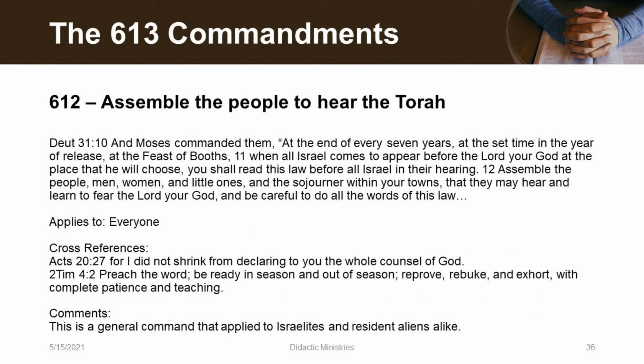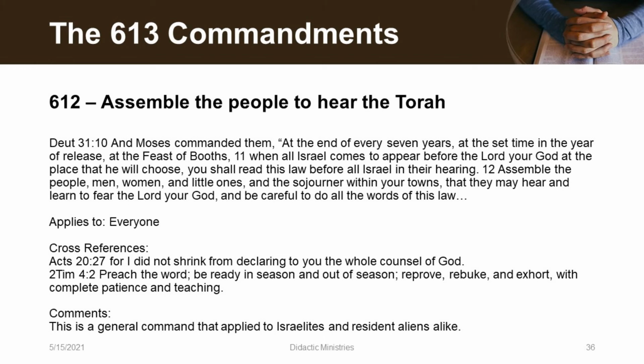Commandment 612, assemble the people to hear the Torah. Deuteronomy chapter 31, verse 10 says, "And Moses commanded them, at the end of every 7 years, at the set time in the year of release, at the Feast of Booths, when all Israel comes to appear before the Lord your God at the place that he will choose, you shall read this law before all Israel in their hearing.